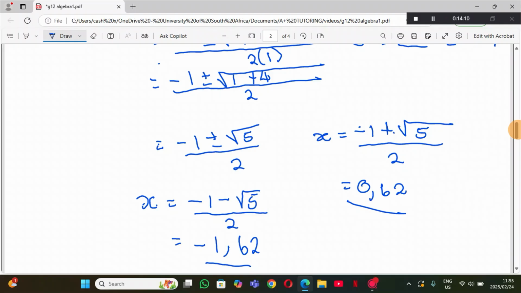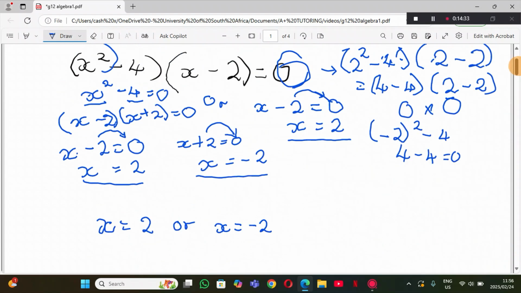So when you write them, you write x is equal to 0.62, or x is equal to minus 1.62. Okay, let's move on to the next one.